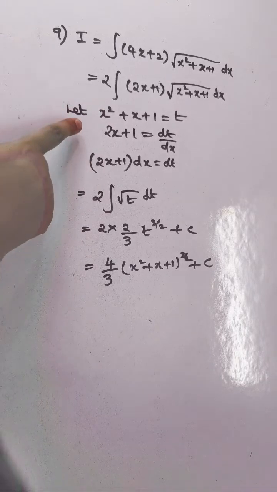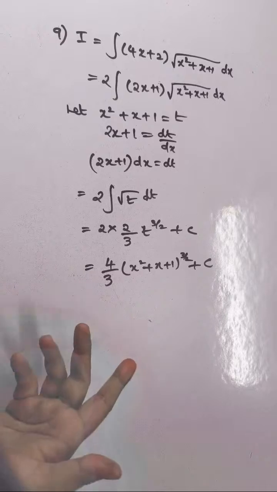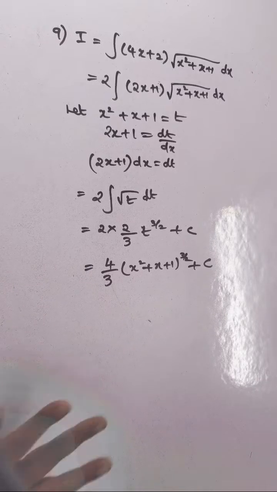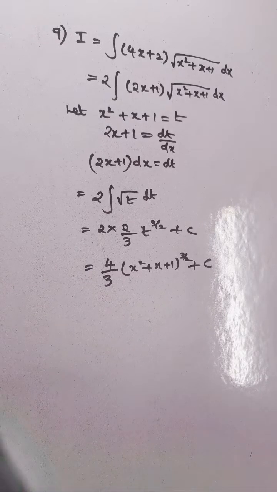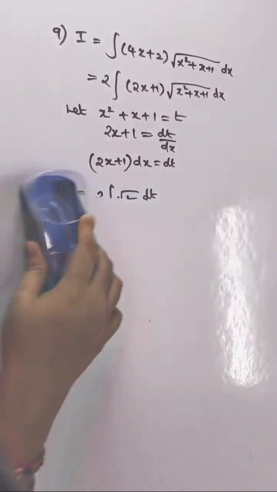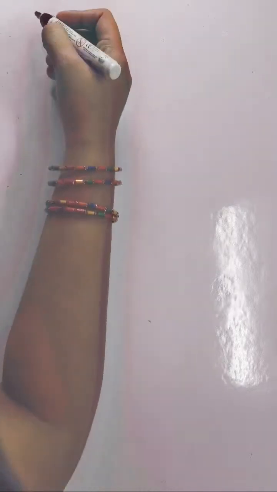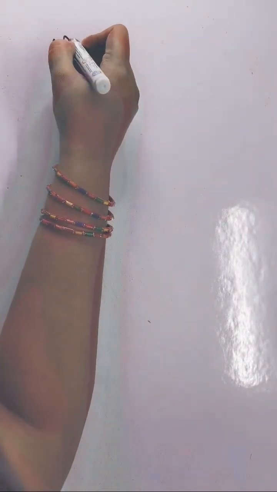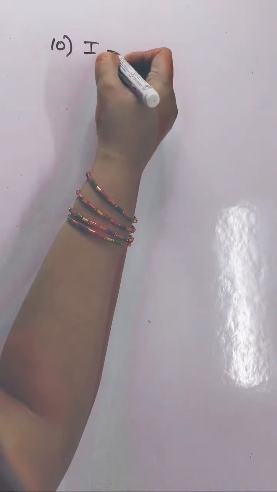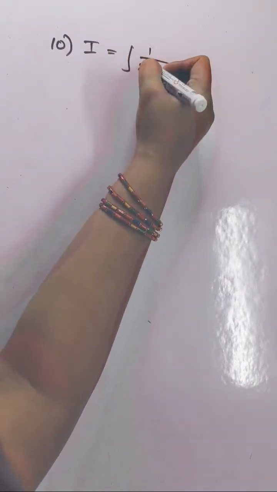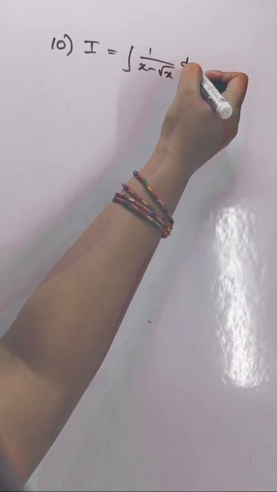Then as usual take t, differentiate, substitute and integrate. The same process. Question number 10. One by x minus root x.